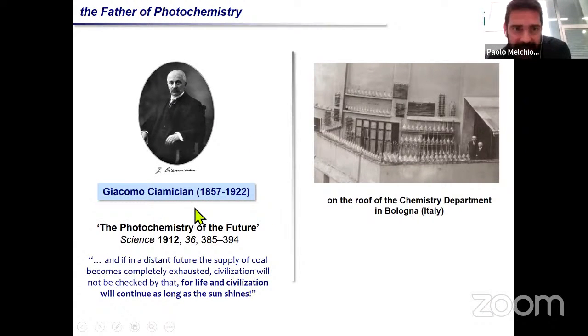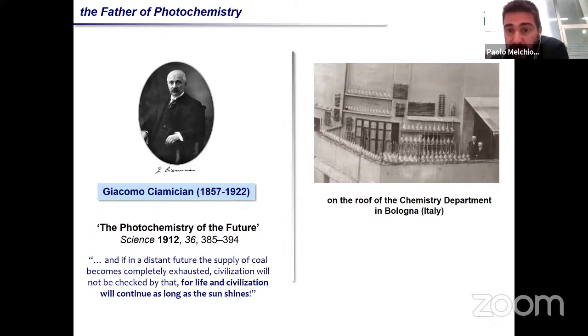Ciamician was an Italian chemist, and he is considered the pioneer of synthetic photochemistry. This is a quite famous picture, probably the majority of you have already seen it, and it was taken more than a century ago in Bologna downtown, at the University of Bologna, where Ciamician was doing research. You see that he was performing many reactions on the rooftop of the chemistry building, using the power of sunlight for triggering these transformations.